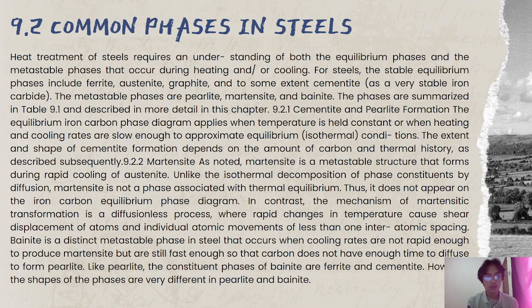Bainite is a distinct metastable phase in steel that occurs when cooling rates are not rapid enough to produce martensite but are still fast enough so that carbon does not have enough time to diffuse to form pearlite. Like pearlite, the constituent phases of bainite are ferrite and cementite. However, the shapes of the phases are very different in pearlite and bainite.